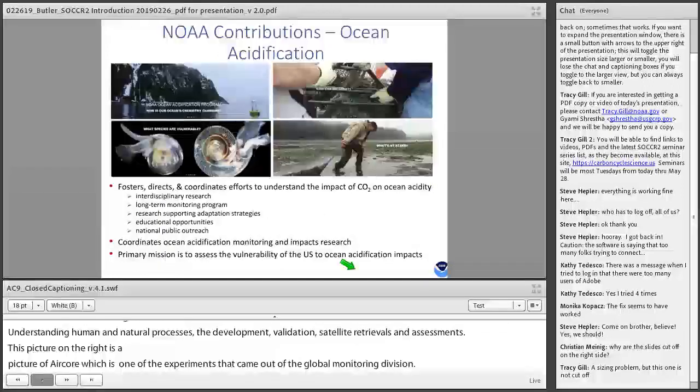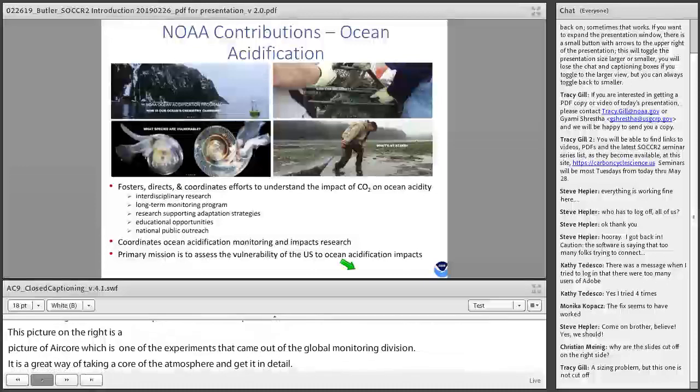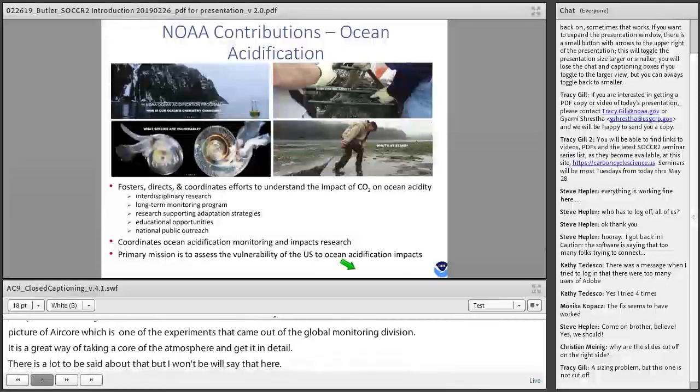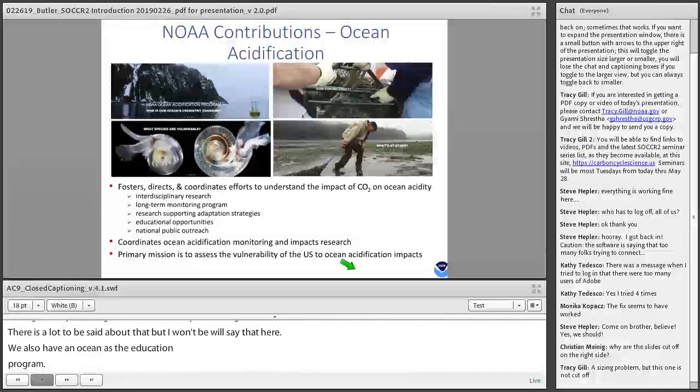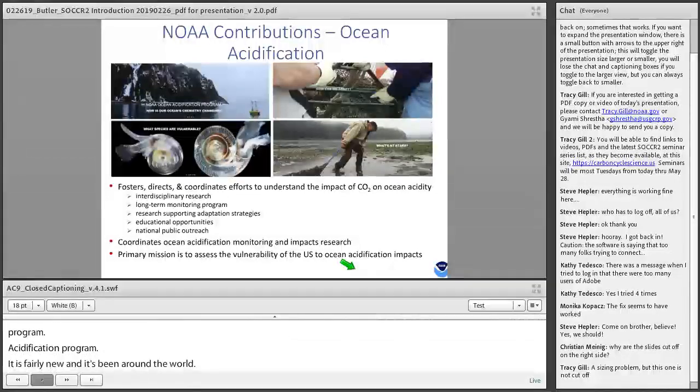We also have an ocean acidification program. That is a fairly new program. It's been around for a while, though. But acidification of the ocean by increasing CO2 in the atmosphere is unquestionable. There's only one way to stop ocean acidification. That's stop emitting CO2 in the atmosphere. But that eventually will happen.